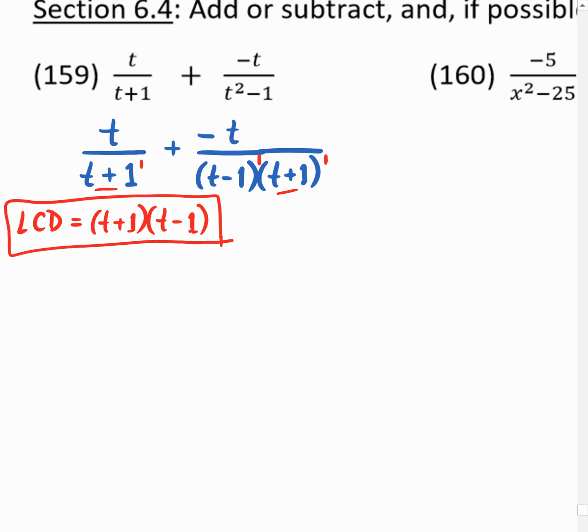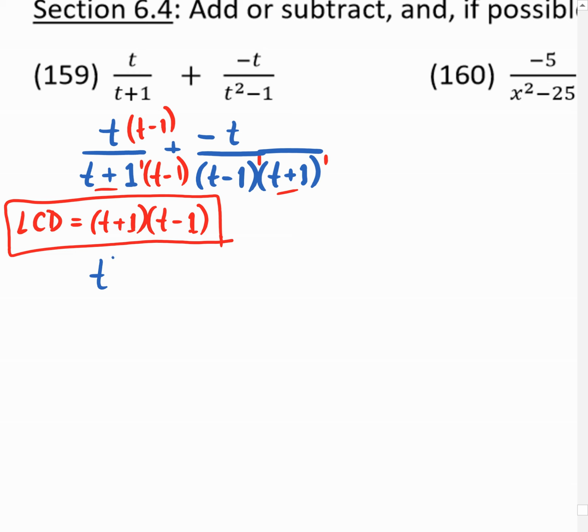I just got to look at the denominators and see what I need to multiply each one by to get there. The first one I need a t minus 1 since it already has a t plus 1. Oops, I put a plus when I was supposed to put a minus. There we go. All right, and then the second denominator is already perfect. It has the t minus 1, it has the t plus 1. So there's not really a need to multiply it by anything.